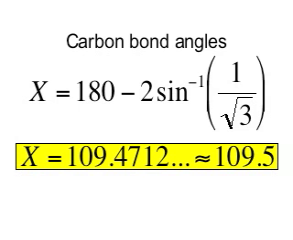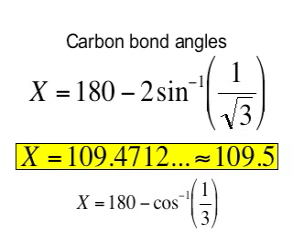That's an approximation you'll typically learn in the chemistry classroom. And another way to write the expression above is just 180 minus the arc cosine of 1 over 3. I'll let you work out for yourself why that's true.